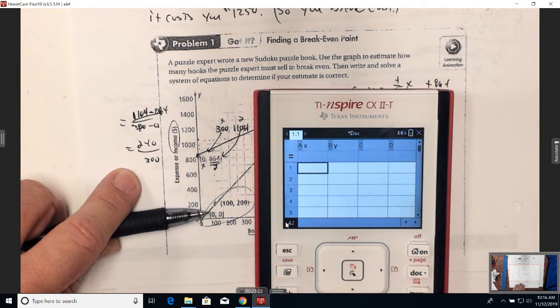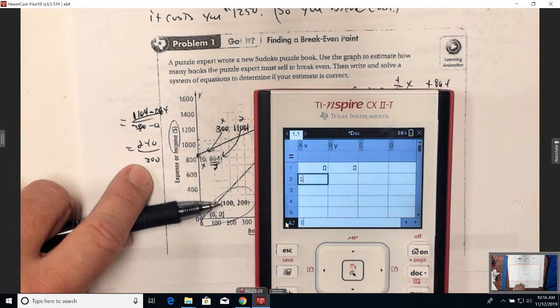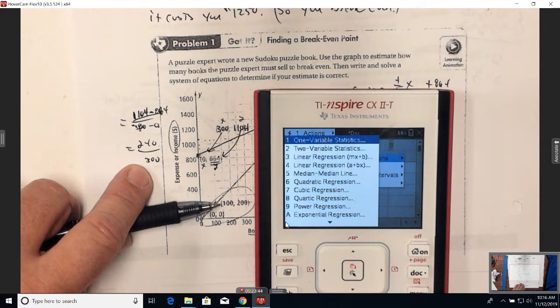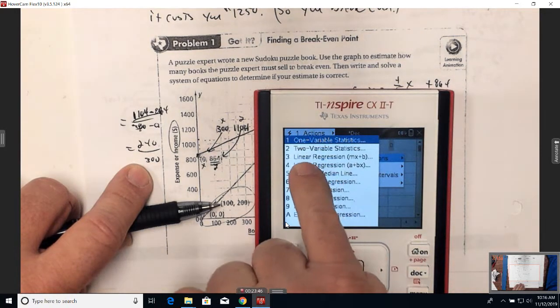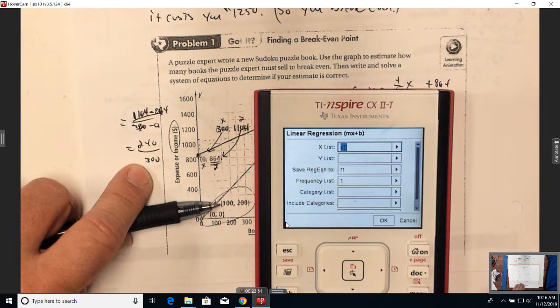You got to title your columns to be an x column and a y column. And so x is what? 0. Y is 0. So there's my first point. Here's my second point. X is 100. Y is what? 200. If you want to come up with a function rule now that you have 2 points, you go to an empty cell, hit Menu, Statistics, Stat Calculations, and do a what? Linear regression in slope-intercept form. 3. X is X. Y is Y.